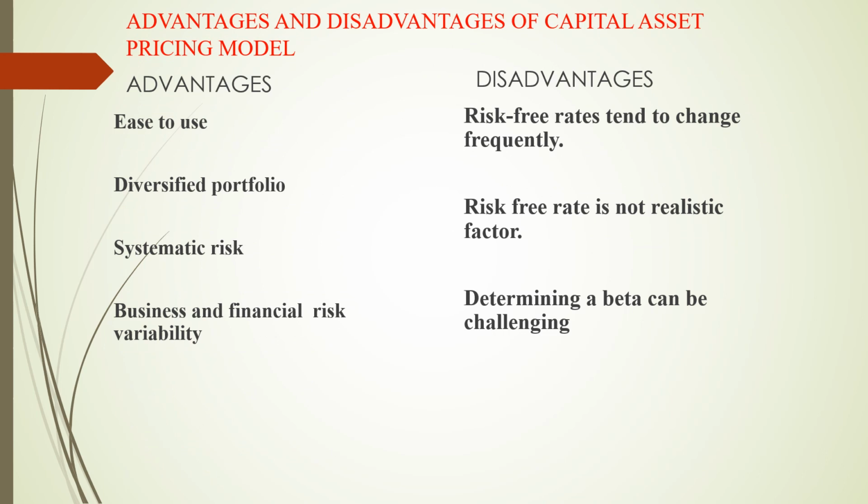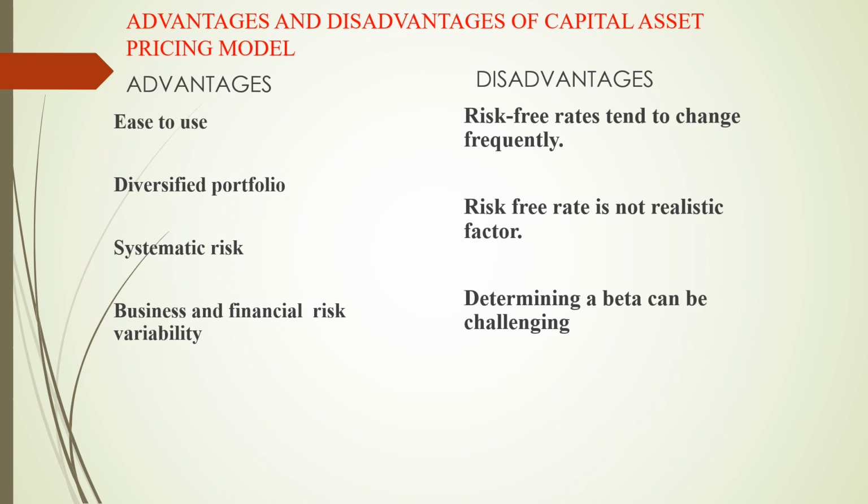Advantages and disadvantages of capital asset pricing model. The first advantage is that it is easy to use, it can be easily used. Next is the diversified portfolio. There are different types of portfolio involved in it, and systematic risk is there. There is always a systematic risk in it. There are two types of risk, systematic risk and unsystematic risk. There will be business and financial risk variability.